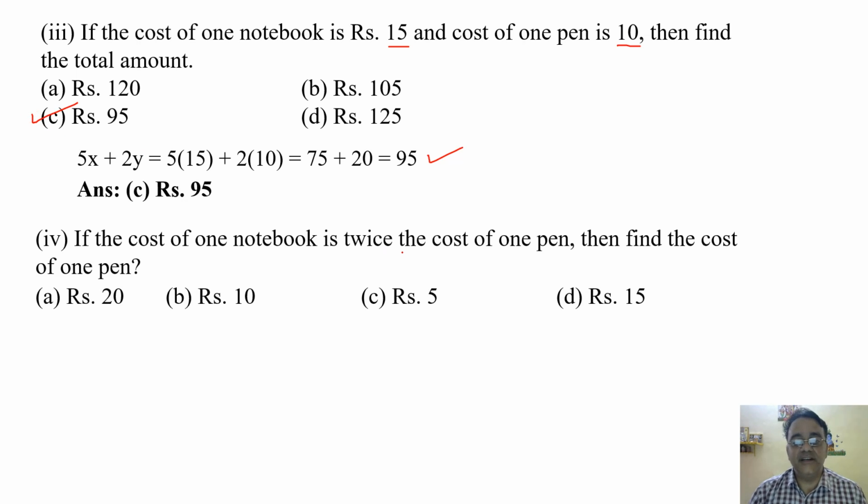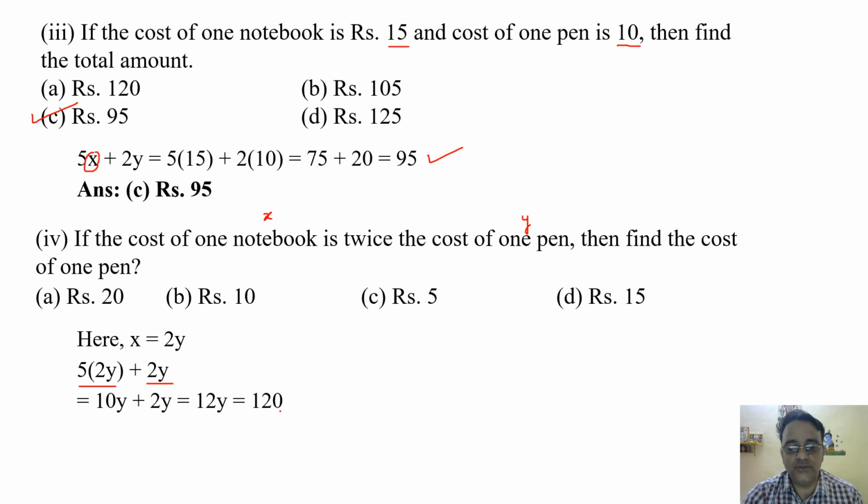Now if the cost of one notebook is twice the cost of one pen, then find the cost of one pen. So notebook we have taken x and pen we have taken y. So according to this statement, x is equal to 2y. Twice means 2 times. Okay. And now we will substitute x in place of x in this equation, 5x plus 2y is equal to 120. So 5 into 2y plus 2y. This will be 10y plus 2y. 12y is equal to 120. So what is the value of y?